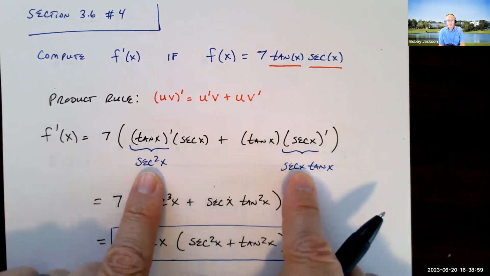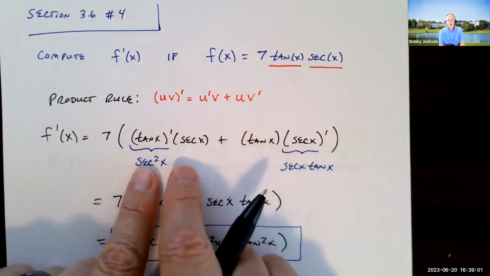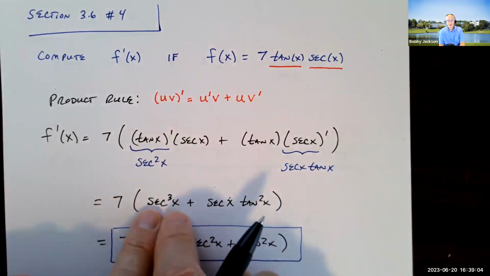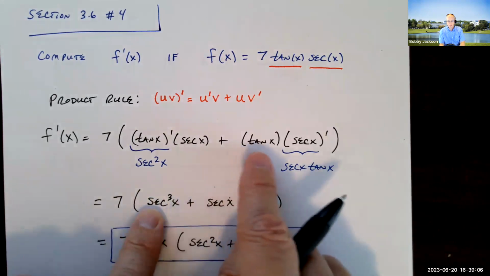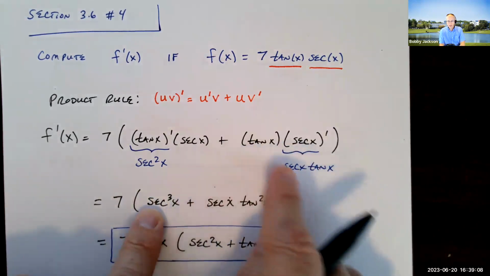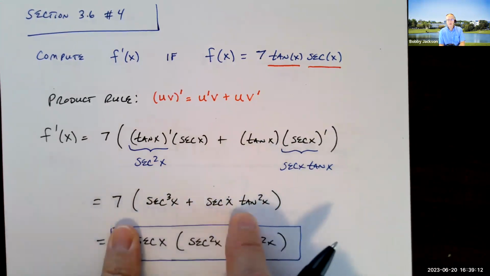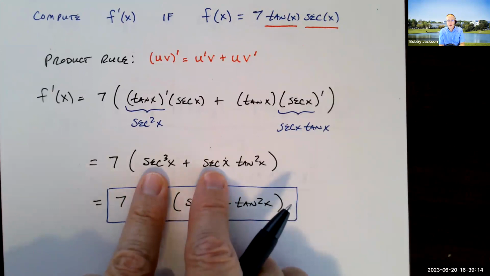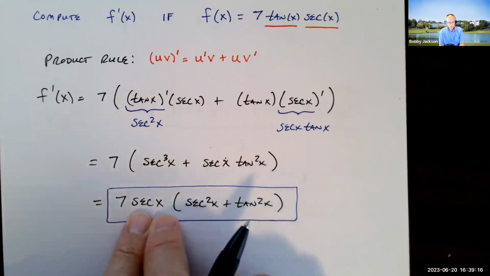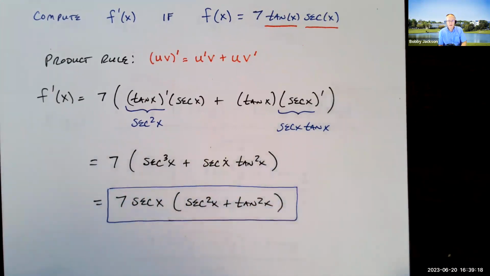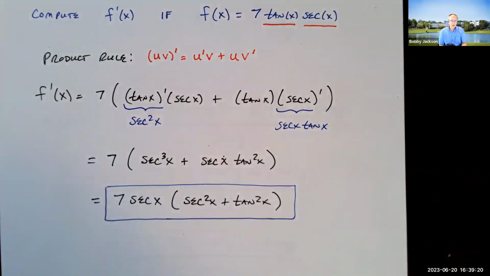Okay, so clean this up. I get 7 times secant squared times secant is secant cubed x plus secant x times tangent x, tangent squared x. And this would be fine. You can indeed factor out a secant x and write it this way as well. I think that's the way Achieve maybe wants it.